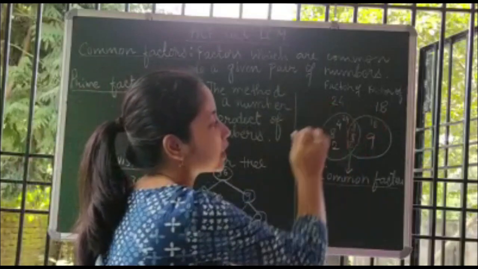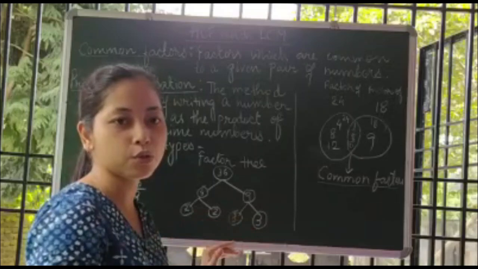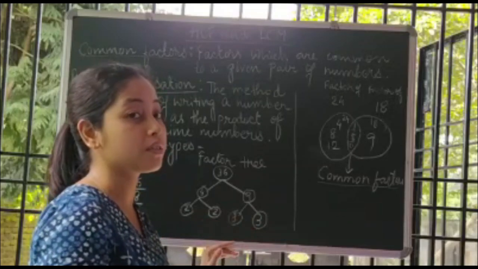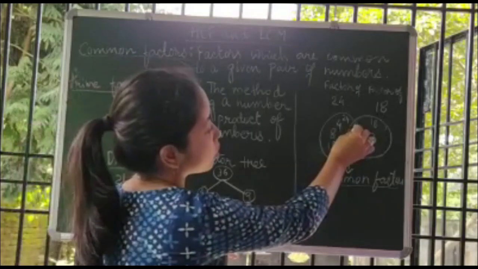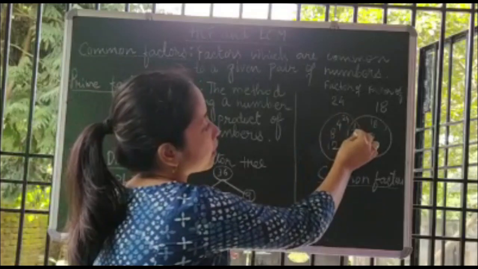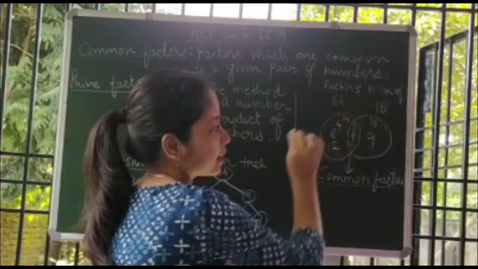Again in the house of 2, is 18 there or not? Let us recall the multiplication table of 2. I hope you all have learned. So in the house of 2, 2 times how much is 18? 2 times 9 is 18. We know.